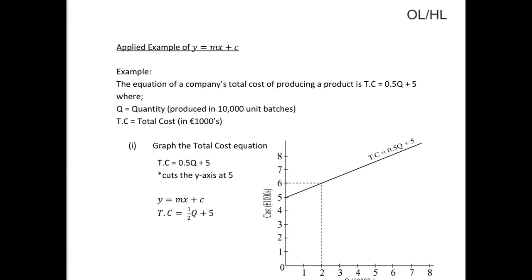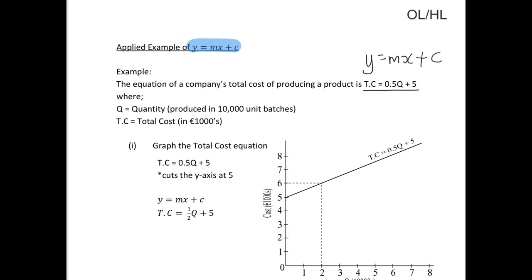In this video, we're going to be taking a look at an applied example of the equation y equals mx plus c. So our example reads that the equation of a company's total cost of producing a product, TC, total cost in thousands of euros, is equal to 0.5Q plus 5, where Q is the quantity produced in 10,000 unit batches. So what we see here is that we just need to compare our y equals mx plus c to the equation that we're given.